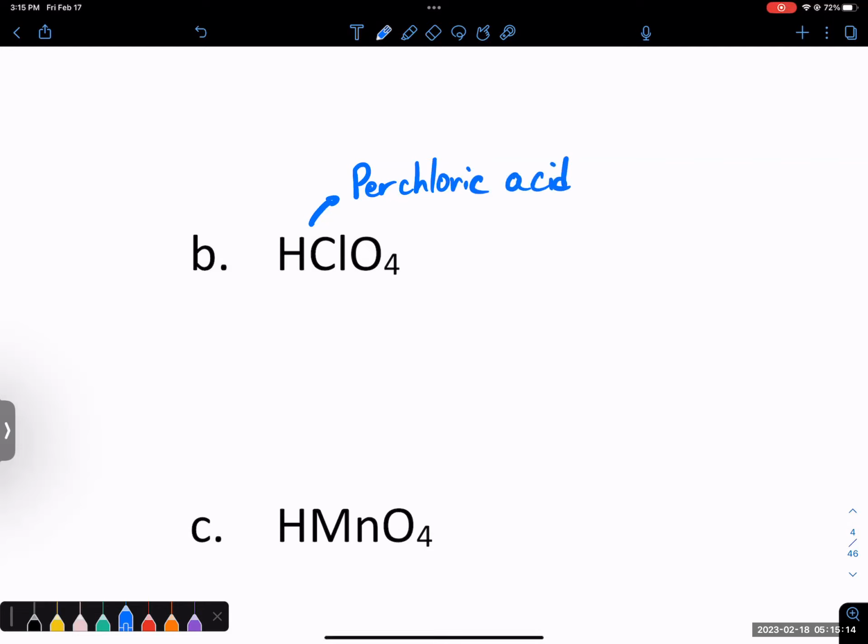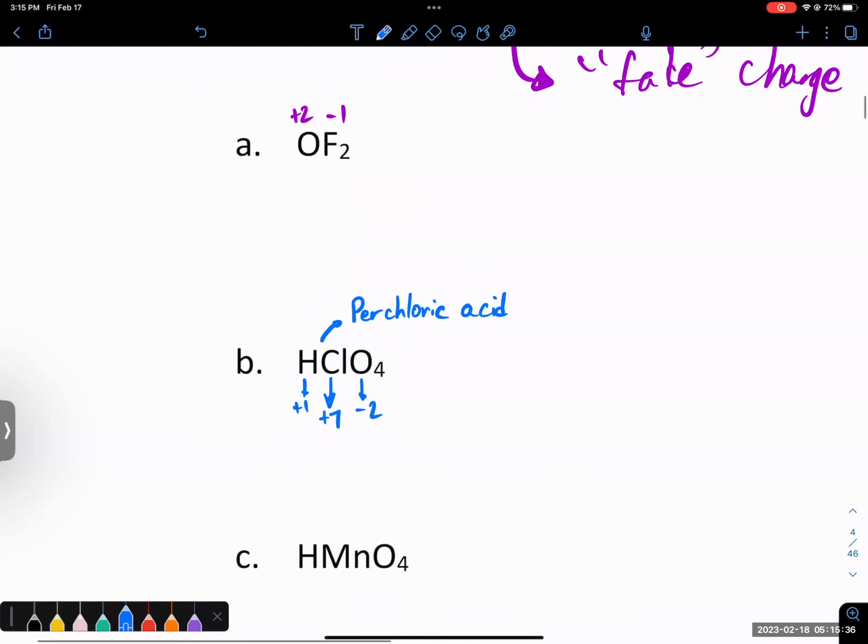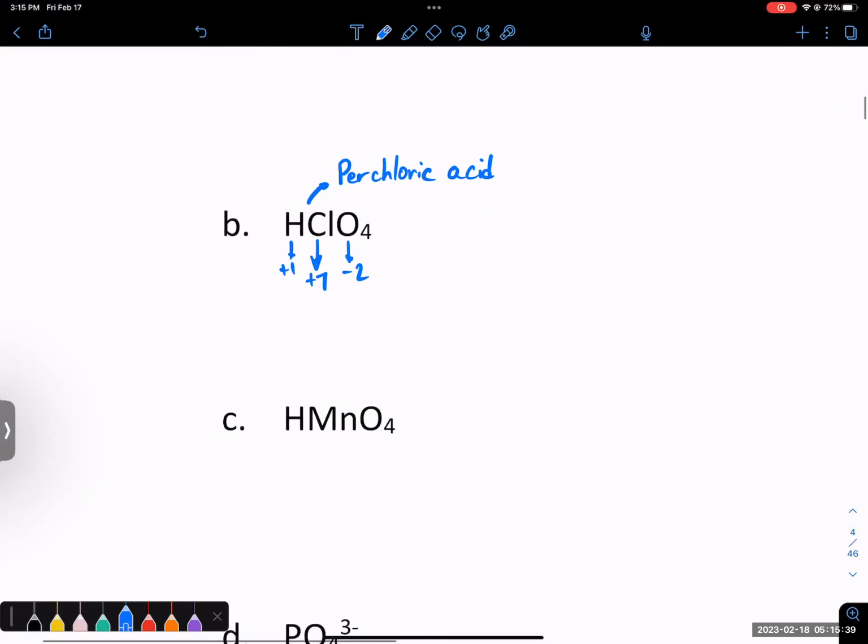All right, let's assign oxidation numbers. Hydrogen's +1, oxygen is -2, chlorine is +7. Yeah, this isn't a stable compound either. Like, you actually need a special permit to buy perchlorate.